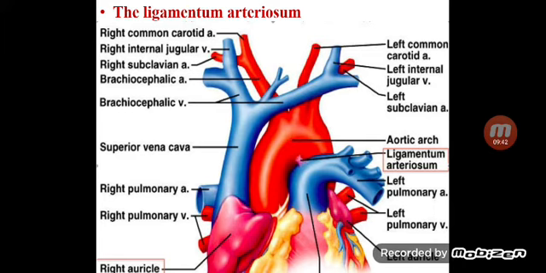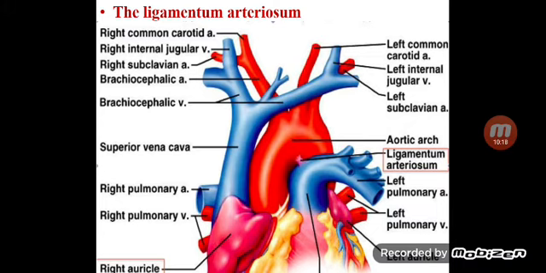Ligamentum arteriosum. It is just a fibrous band. If you look at this slide, it connects the bifurcation of the pulmonary trunk to the lower concave surface of the aortic arch. This fibrous band extends between the pulmonary trunk and the concavity of the aortic arch.